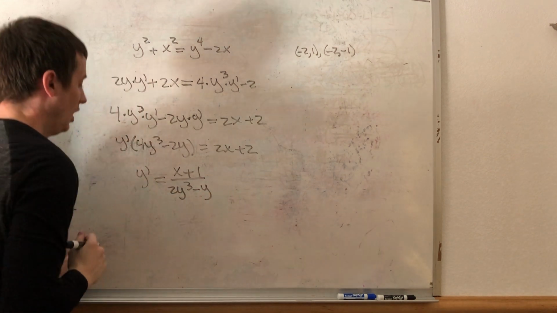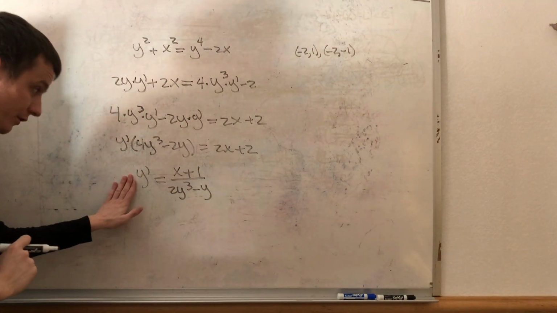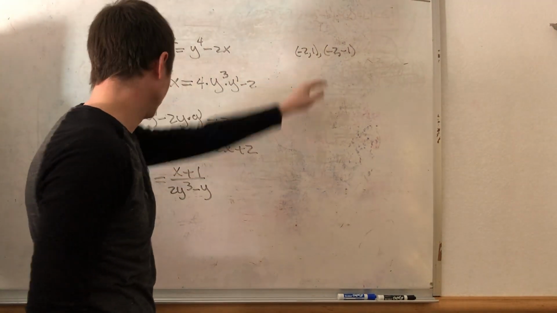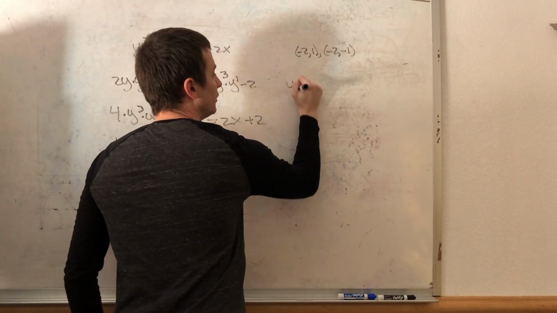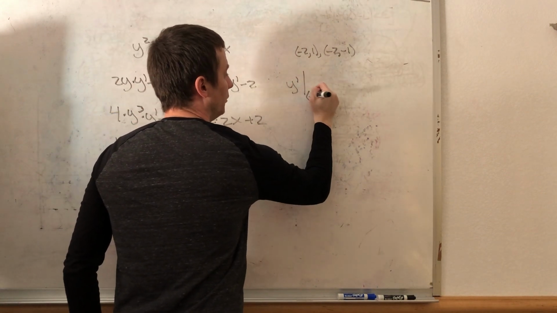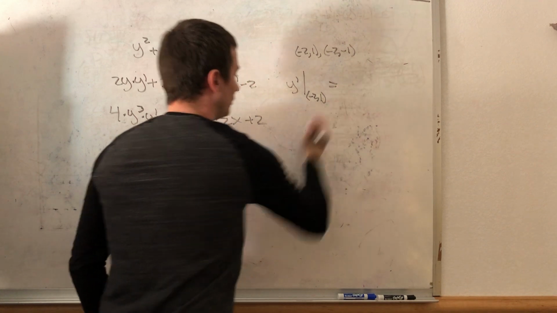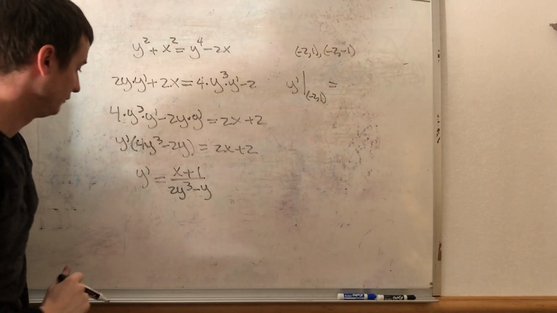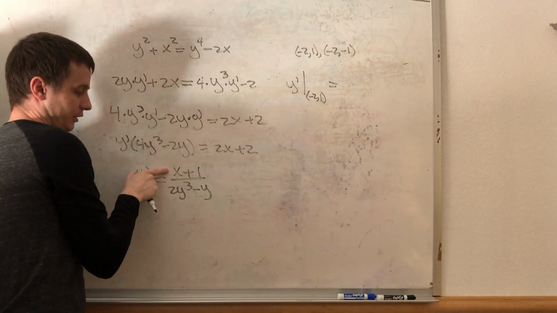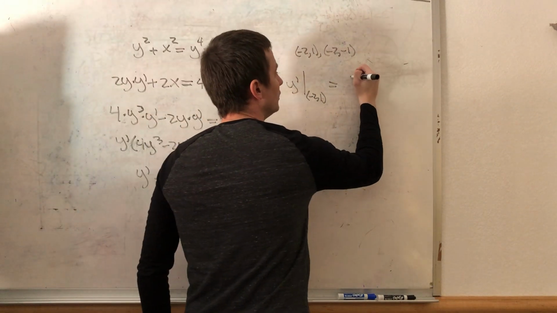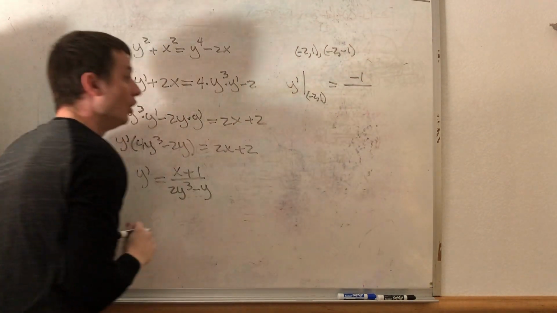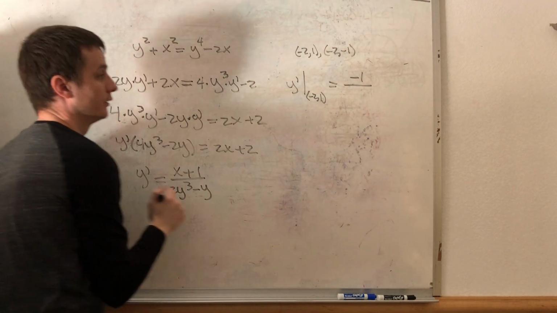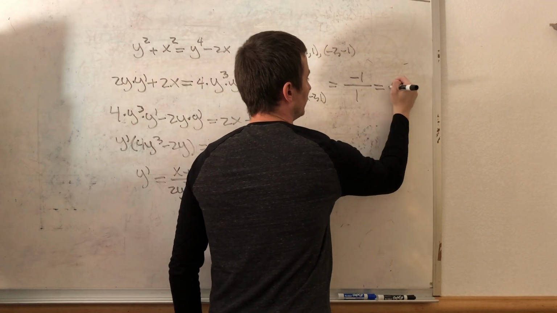minus y. Okay, so now, this is our slope, but this is our slope for any x and y. We need to find it for these particular x's and y. So our y prime, when we plug in the point minus 2 and 1, is equal to, let's see, we're doing negative 2 for the x and 1 for the y. So negative 2 for the x gives us negative 2 plus 1, which is minus 1, all over. When we plug in 1 for the y, we get 2 minus 1. Yeah, 2 minus 1, so 1. So it's equal to just minus 1.